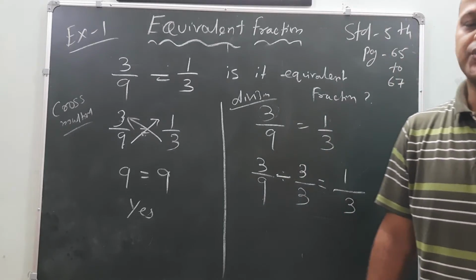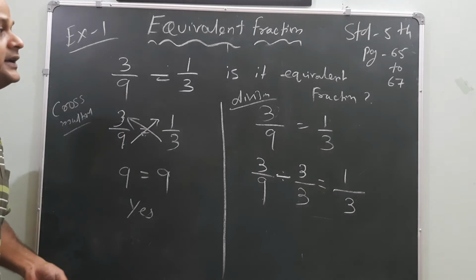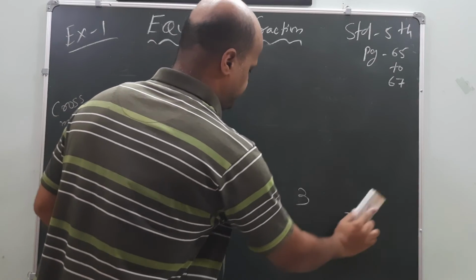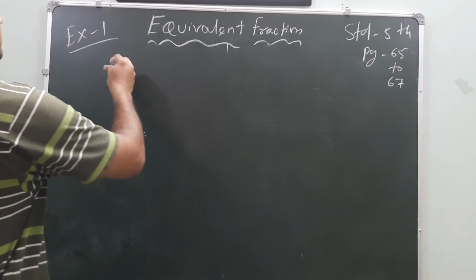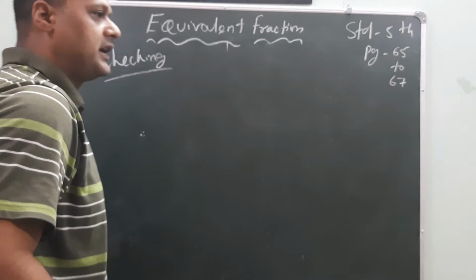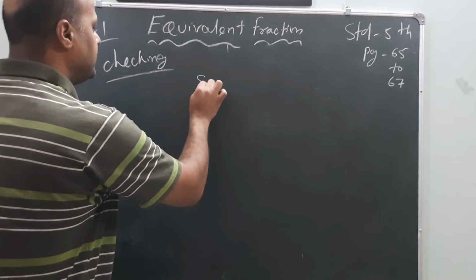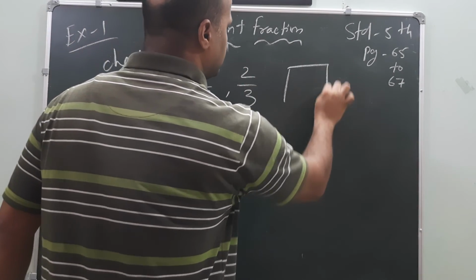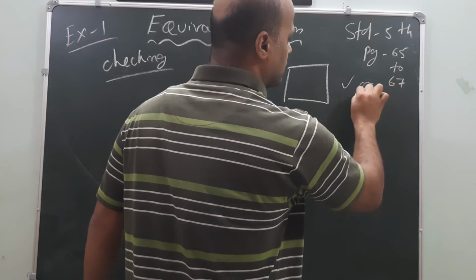So now it is the simplest method. Now we will check it. How do you have to check it? By the checking process. What should I check? Whether two equivalent fractions are equal or not. Okay, let's take an example: 8 by 12 and 2 by 3. If both of them are equal, then put a tick or a cross.